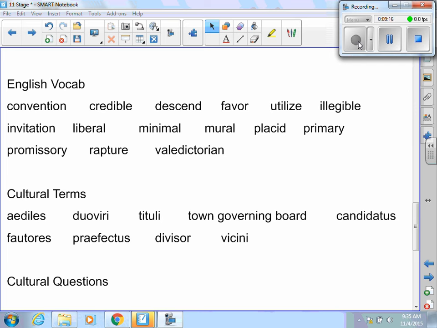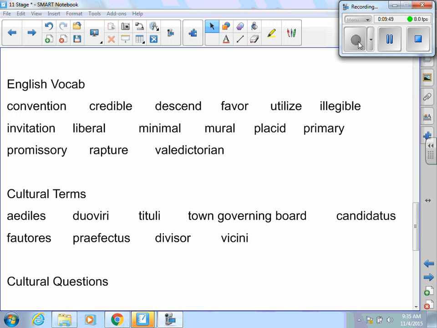Illegible, can't read it. Invitation, that is a request for you to go to something. Liberal is generous. Minimal is something to the least degree. Mural is a wall painting. Placid is quiet. Primary is the first, I guess, the first of something in a series. Promissory contains a promise. Rapture, that is kind of a state of ecstasy. Valedictorian is somebody who gives the farewell speech at a graduation.